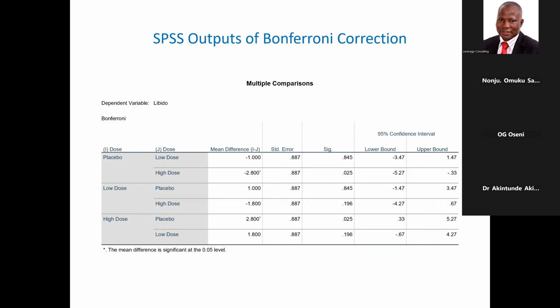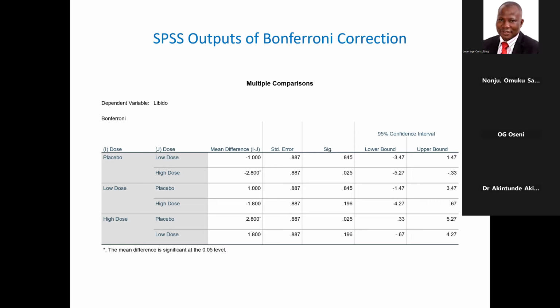Can you see now? So it's the same thing. We have talked about interpreting confidence intervals. When you now come to the last two columns, the confidence interval, that's different. So if we look at it now, the one that is significant is between placebo and high dose, and it's only that confidence interval that has not crossed 0. Look at it. Between placebo and high dose, it ranges from minus 5.27 to minus 0.33. Minus to minus. It does not cross 0.